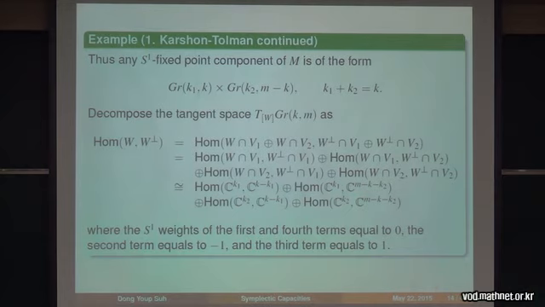So I have four different parts, and the first and fourth have weight 0. That means they are the fixed part. And the second term has weight minus 1, and the third term has weight plus 1. You can check it. It's a very simple computation.